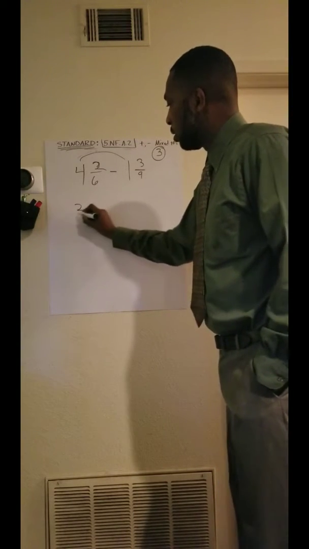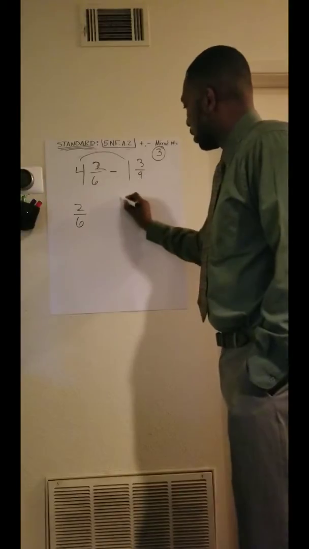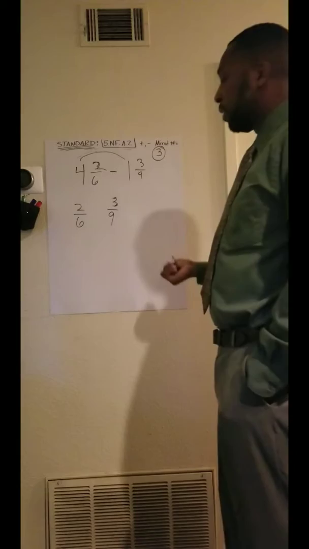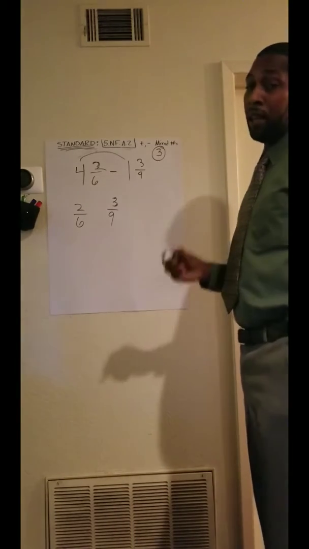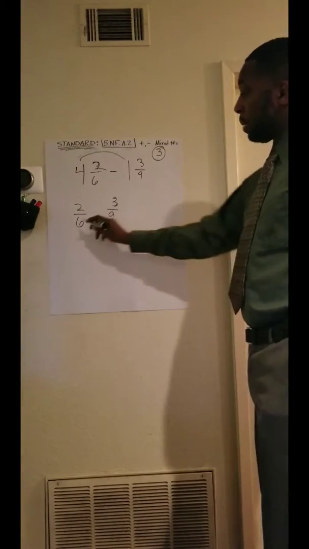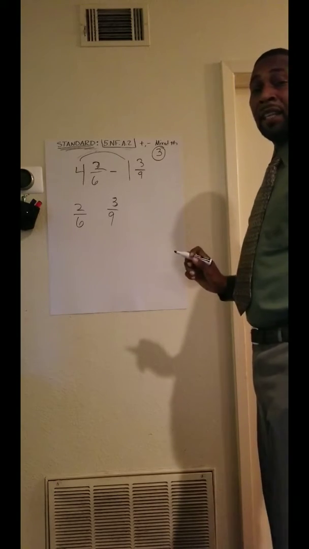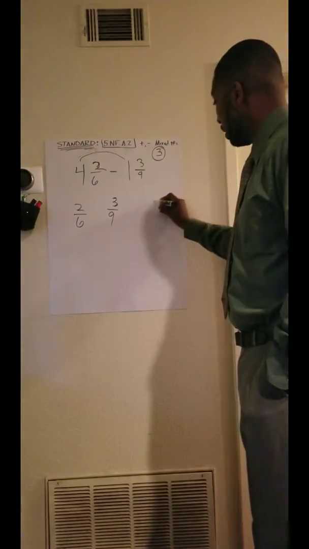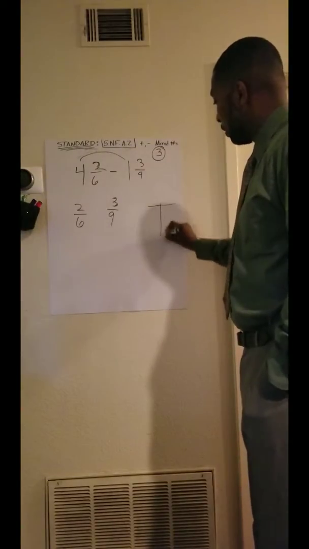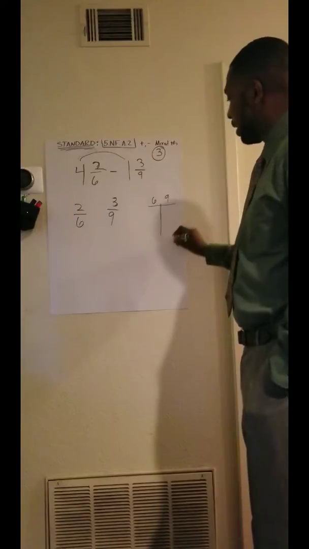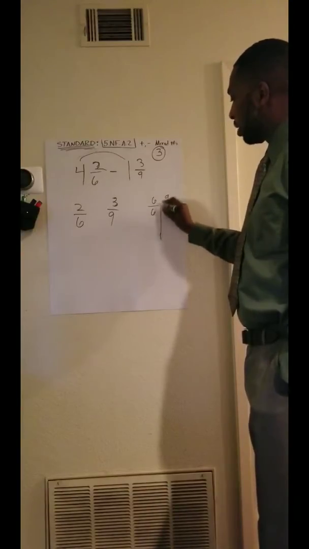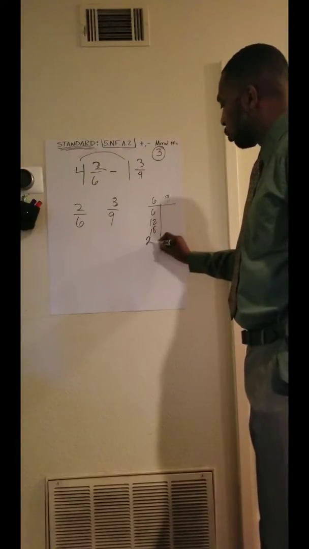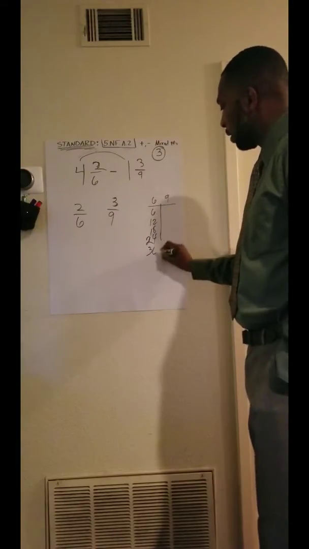Okay? 2 sixths, 3 ninths. You have to find the what? Common denominator. Okay? Common denominator by finding the least common multiple. Okay? So that right there is when you do your chart. 6, 9. Okay? 6 times 1 is 6. 6 times 2 is 12. 6 times 3 is 18. 6 times 4 is 24. 6 times 5 is 30.